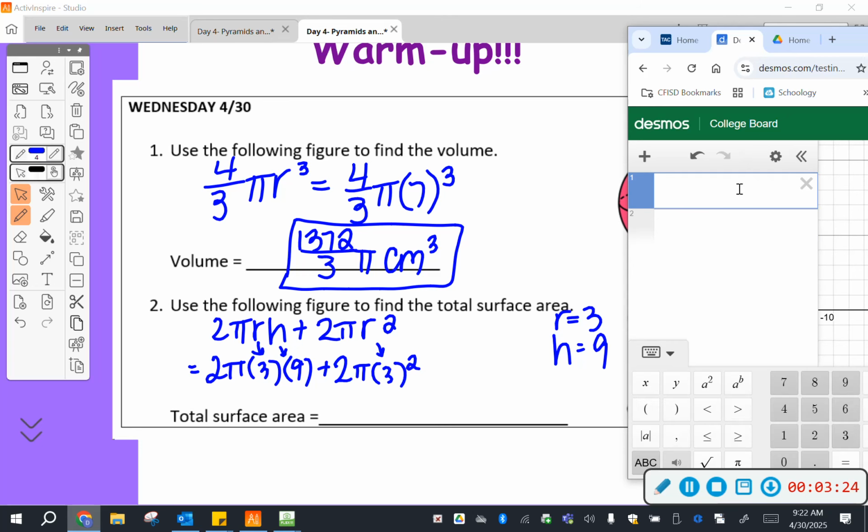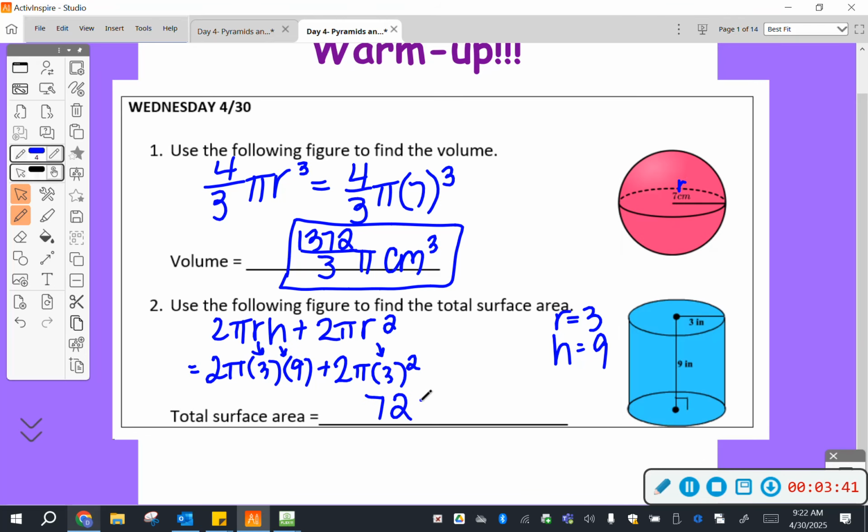So I'm going to type in, what are we not going to type in? Don't put pi in. And be careful, there's a plus sign right there, a 2, and then we got 3 squared. What do I get? 72. But my answer is not 72. Don't forget your pi. 72 pi inches squared. Why is it inches squared? Because it's area. Remember, volume is 3D, area is 2D.